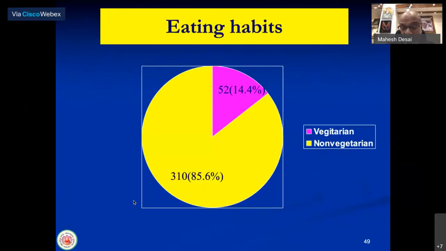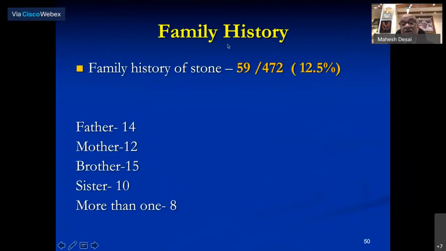Eating habits: 14% were vegetarian who developed a recurrent stone, while 85% were non-vegetarian who had recurrence. And the family history: 12.5% had a family history. All of them, 14, had a father, mother, brother, or sister who had a stone, and more than one patient had multiple family members who had a stone.